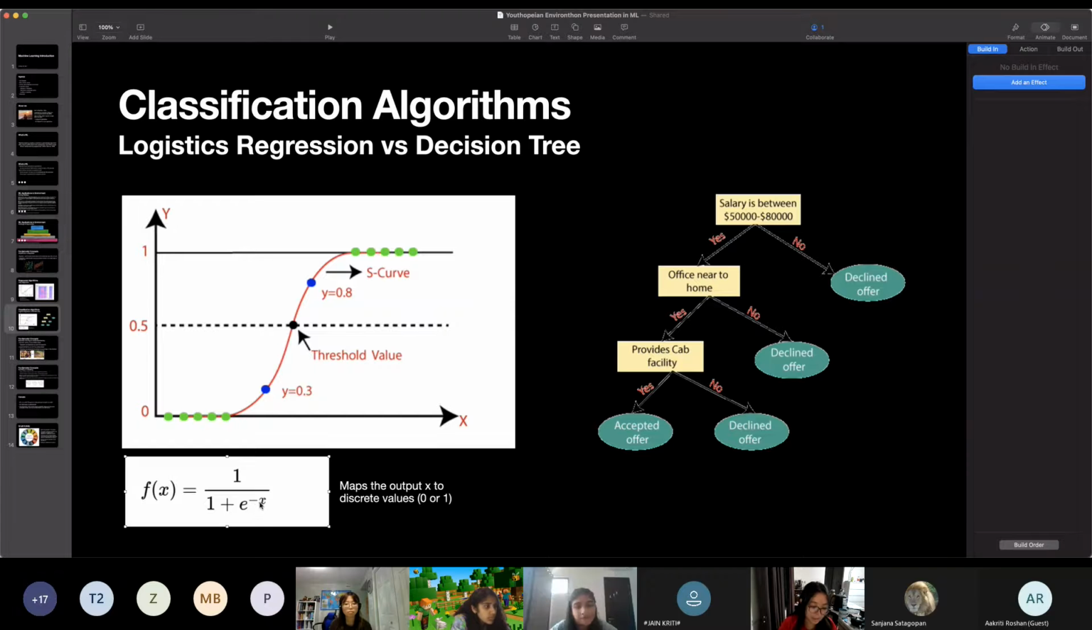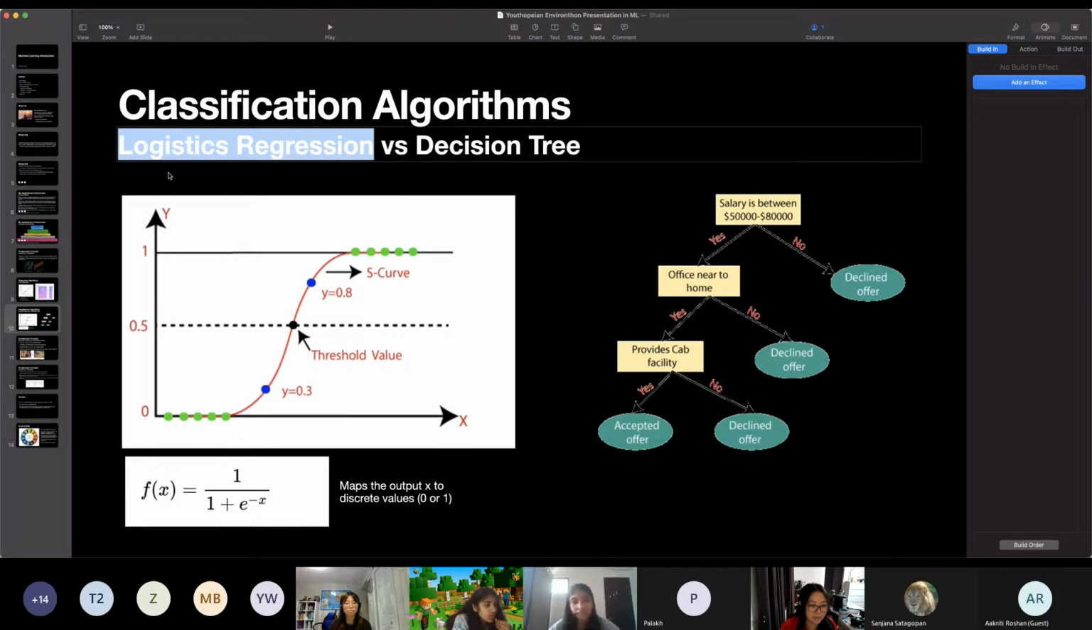You are given any x, and you are able to use this formula to calculate probabilities between 0 and 1. So the input is infinite values, anything on x, but the output, after applying this formula, can only be 0 or 1. If after this formula it passes a certain threshold value, such as 0.5, then we output 1. And if it's below the threshold value, then we output 0. So this is the logistic regression model.